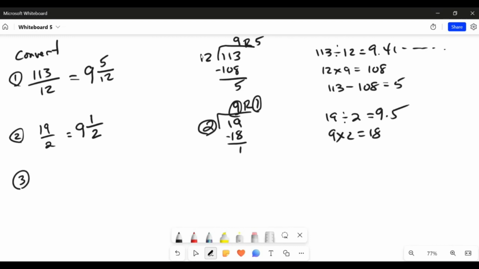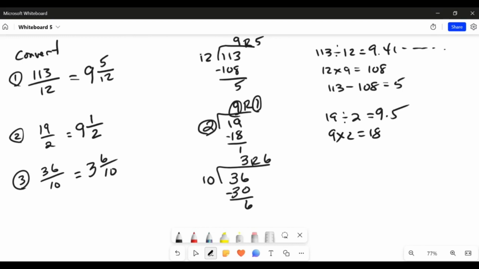Let's look at number 3. On number 3, we have 36 over 10. That means we need to take 10 and divide it into 36. Well, we should be able to look at that and see that 10 goes into 36 3 times. 3 times 10 is 30. Then when we subtract 36 minus 30, we get 6. And so the remainder part is 6. So this gives us 3 and 6 tenths.